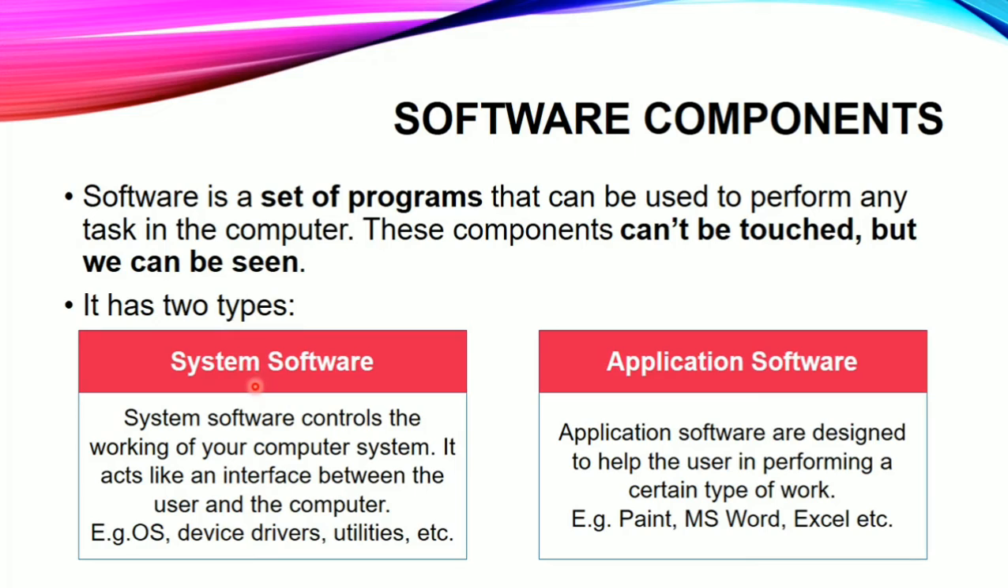These softwares are of two types. The first one is termed system software and the second one is termed application software. Now, all the softwares that can maintain the smooth functionality of our computer or that can help us to use our computer are termed system softwares. System softwares control the working of your computer system. It acts like an interface between the user and the computer.